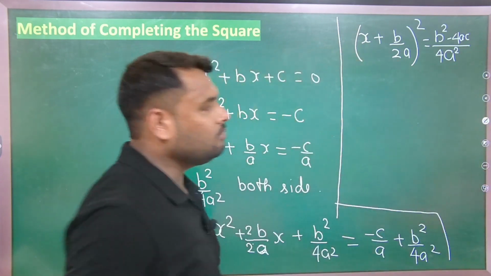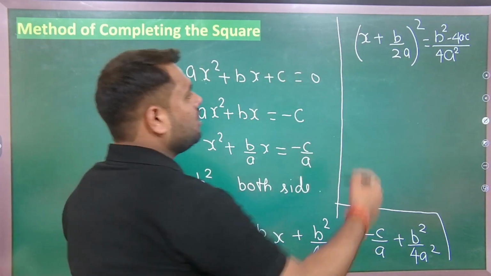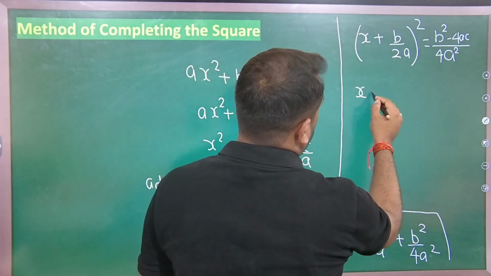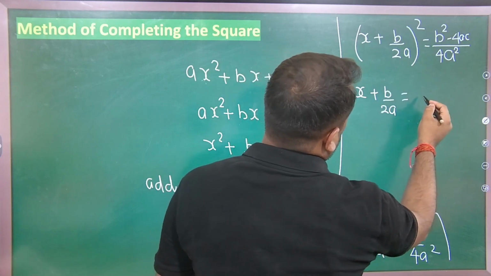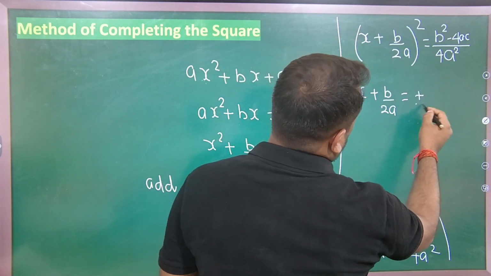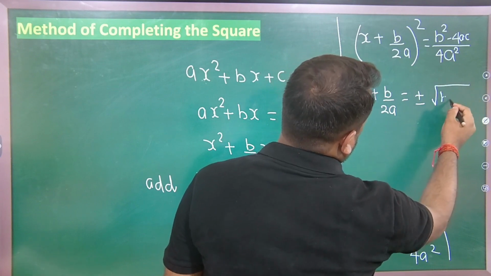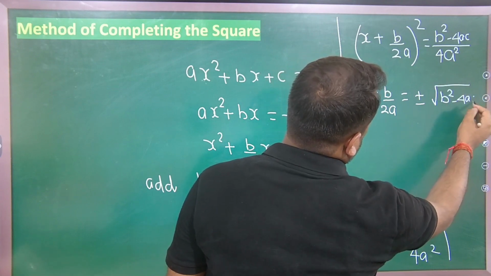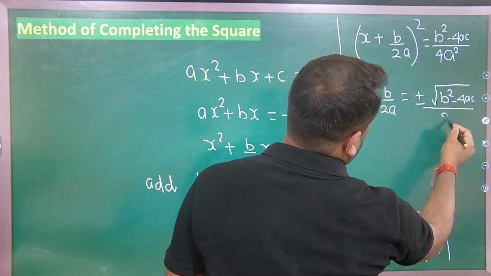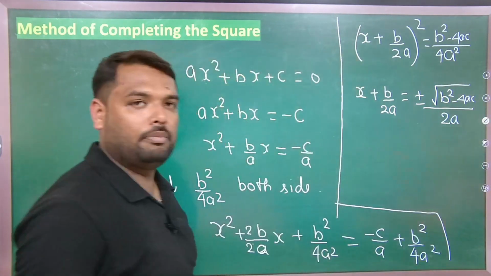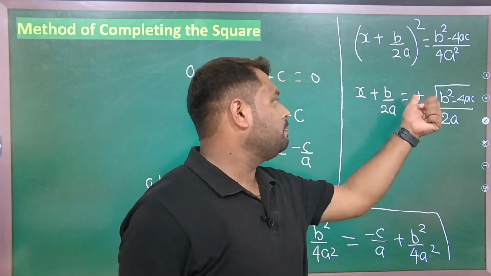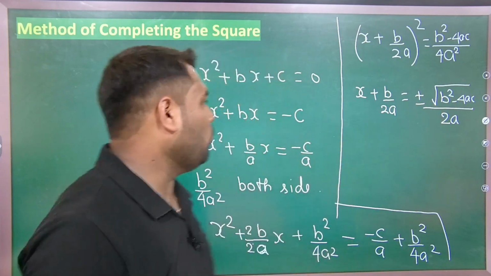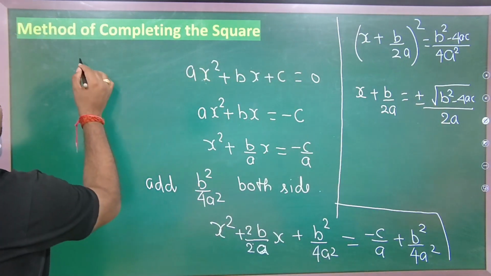Okay, now taking square root both sides, we get x plus b by 2a equals plus minus under root b square minus 4ac upon 4a square, which will be converted into 2a, because under root 4a square is equal to 2a. Why is this plus minus? This is a very basic concept. You have to remember this.